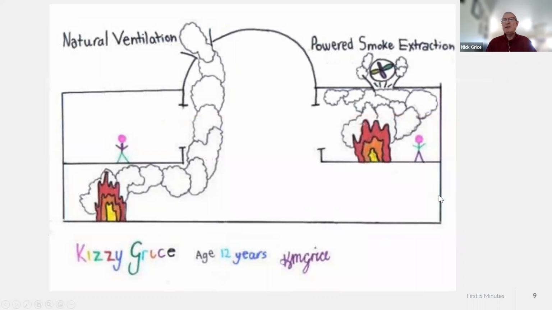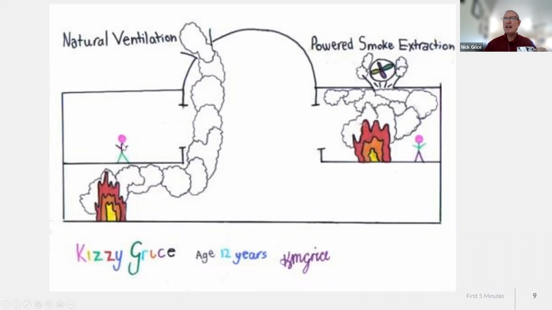And that's a picture from Kizzy Grice, Adam, your cousin, when she was 12 years old, when she did a school topic on fire engineering when I was doing my graduate certificate. So she was getting a lot of information from me, and she used to come to training sessions with us as well in the early days, when I did weekends in shopping centres and places like that.